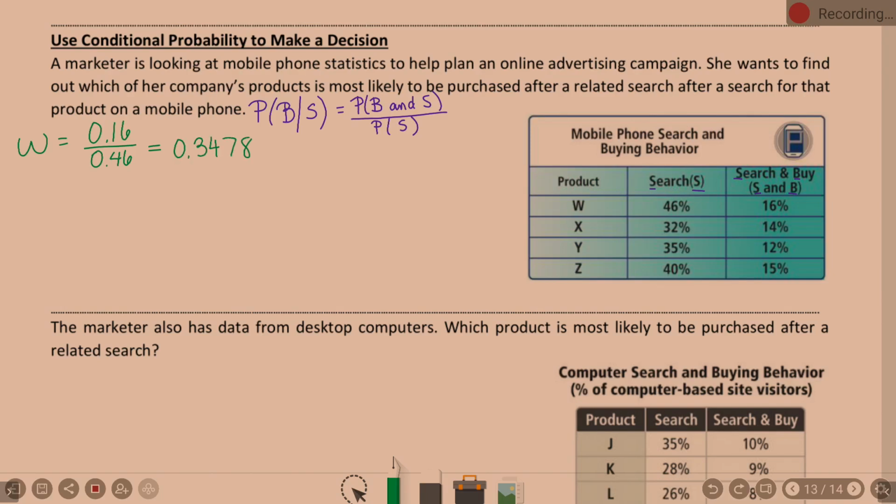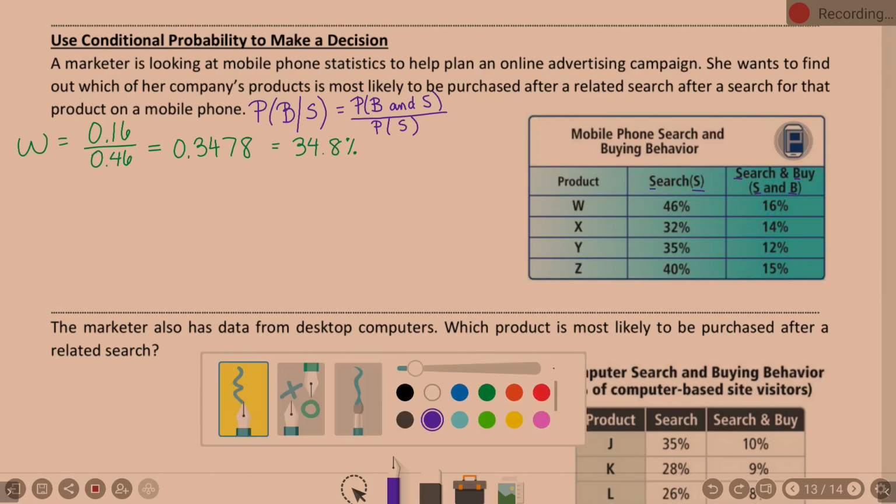I wrote down 0.3478. When I change them to a percent, I have them percents to one decimal place. So this would go to 34.8%. Okay. Hold that information, yes? That is the probability that product W was bought after being searched. Now, what do I need to do? Okay. XYZ, here we go.